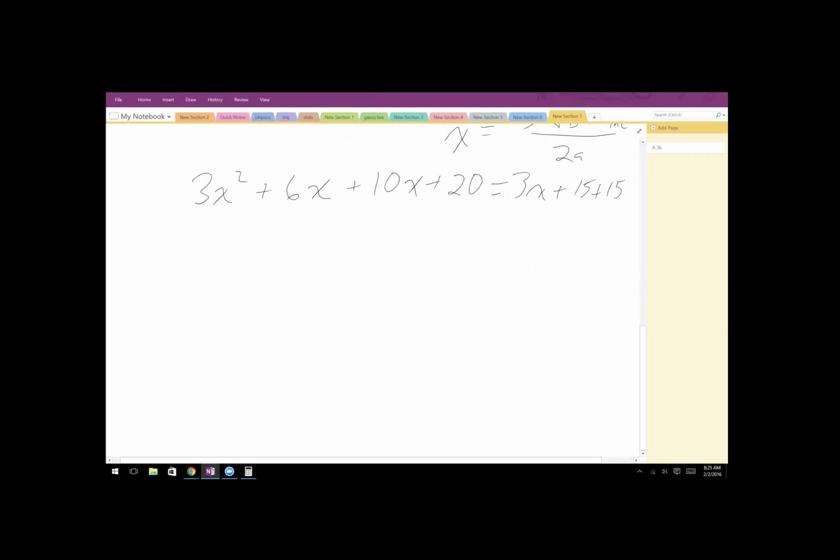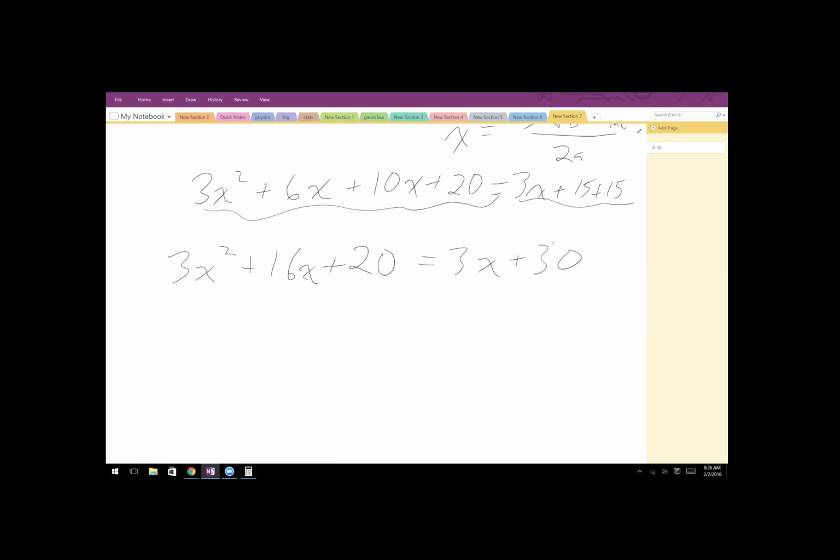Now we're going to combine our like terms on each side. So what can I put together on the left side here? Yeah, the 6x and the 10x go together. So I got 3x squared, 16x plus 20. And what about on the right? The 15s. All right, so 3x plus 30. So now each side's about as simple as we're going to get it.